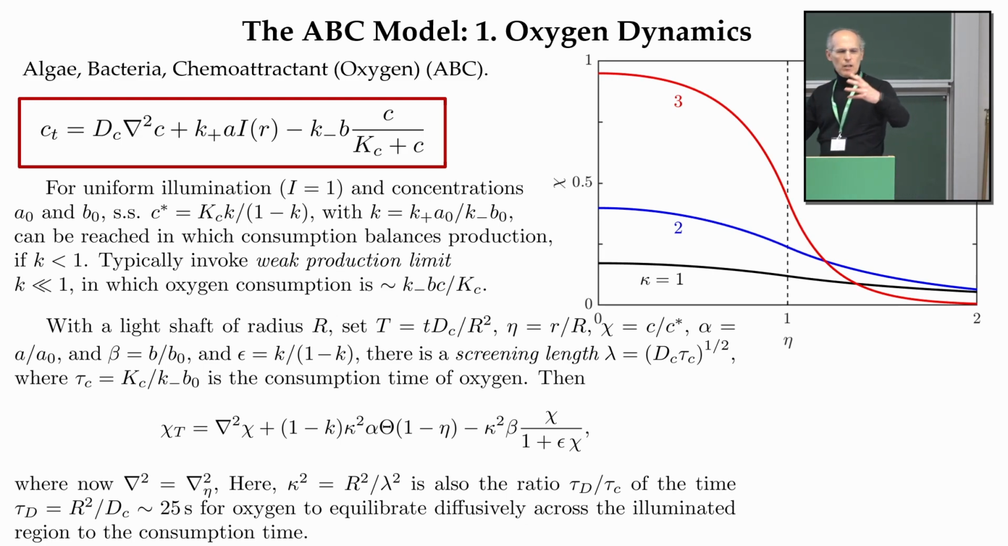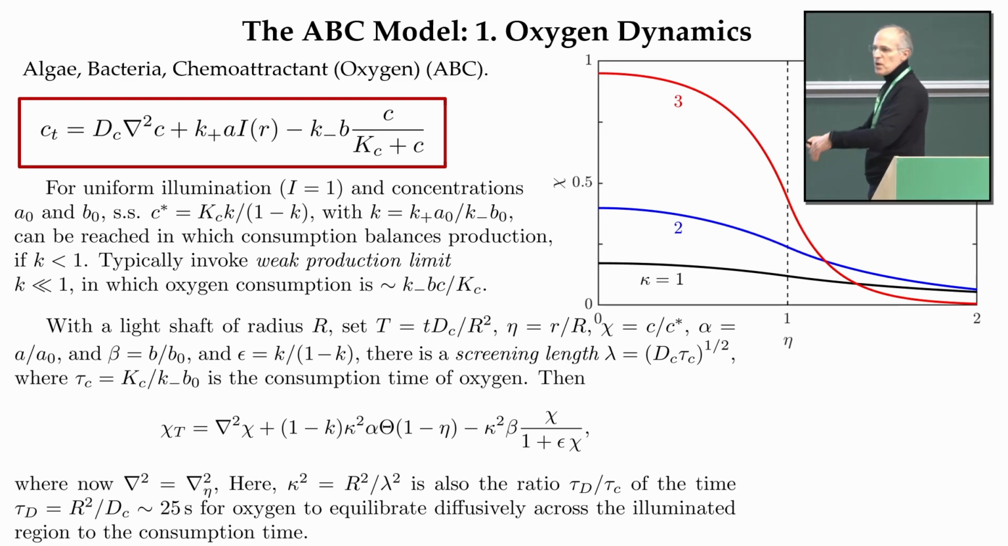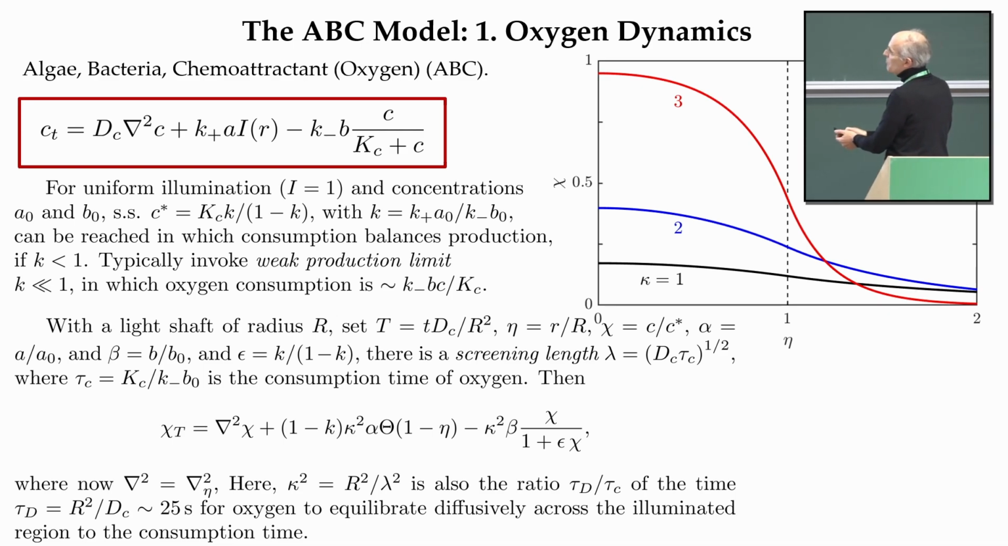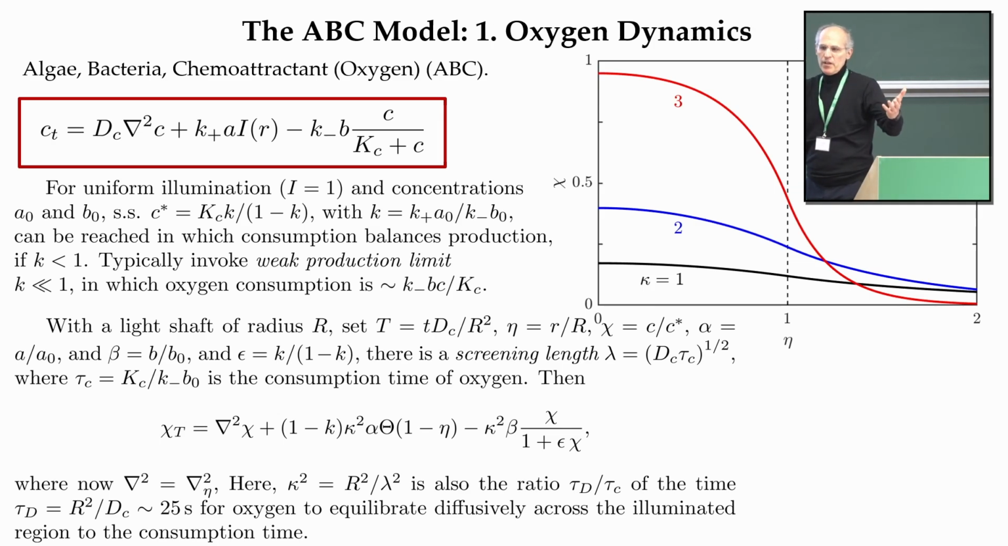So if you just want to get a handle on what's going on, you start with a uniform illumination everywhere and ask, how does the system balance? And you can find a balance between algal production and consumption such that there's a concentration C star that will prevail, dependent upon the Michaelis constant and the ratio of these two rate constants, where A naught and B naught are the assumed concentrations of algae and bacteria. So provided this parameter K is less than 1, you can actually reach a steady state where the bacteria can consume all the oxygen that's being produced.